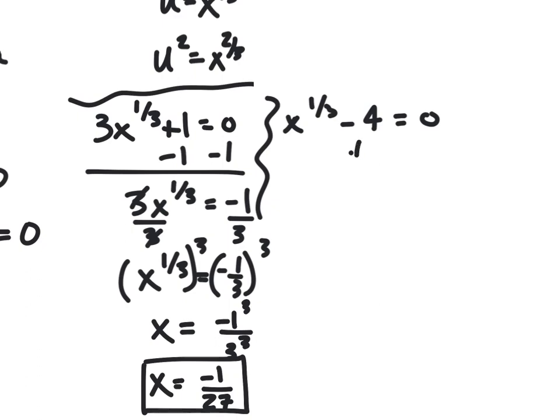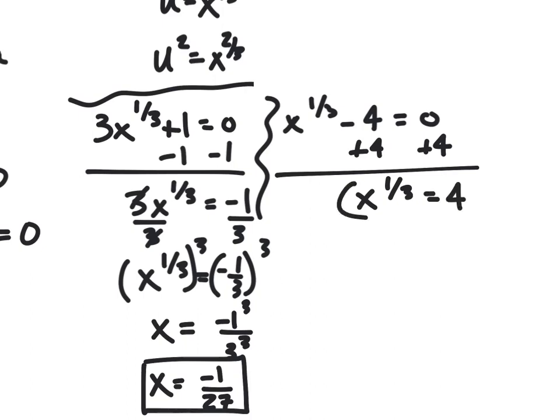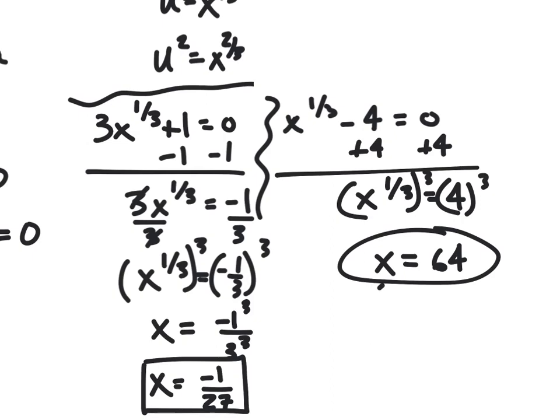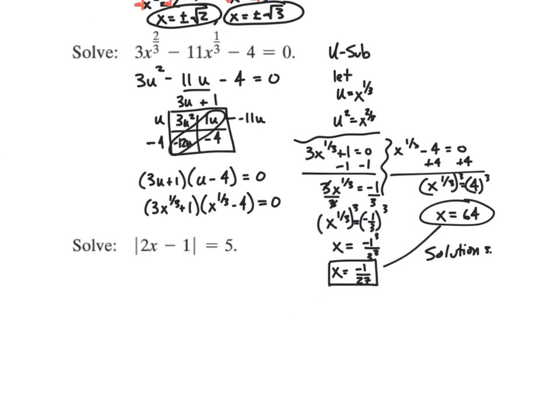Now over on the other side, I'm going to add 4 to both sides. Okay, so I get that x^(1/3) is equal to 4. I'm going to cube both sides, just like I did on the left side, and I've got x is now equal to positive 64. These are my solutions. Okay, so we're kind of putting a lot of stuff together here, but that's the idea.